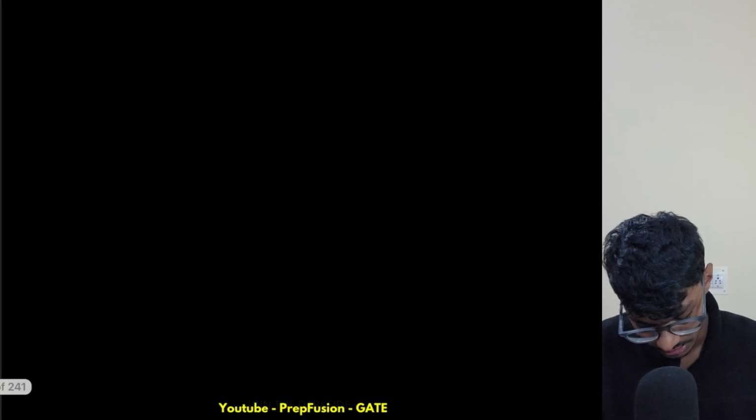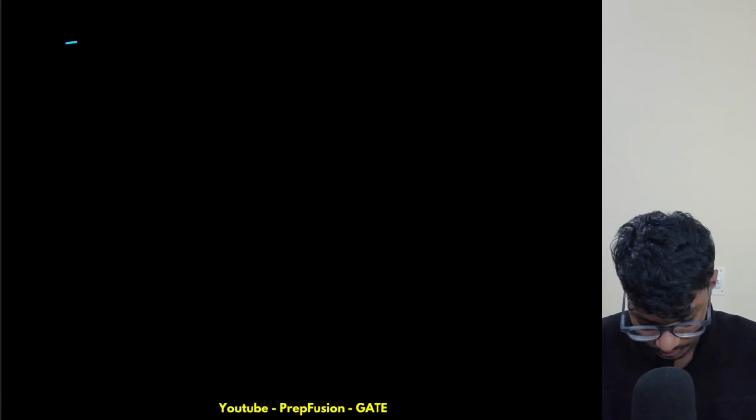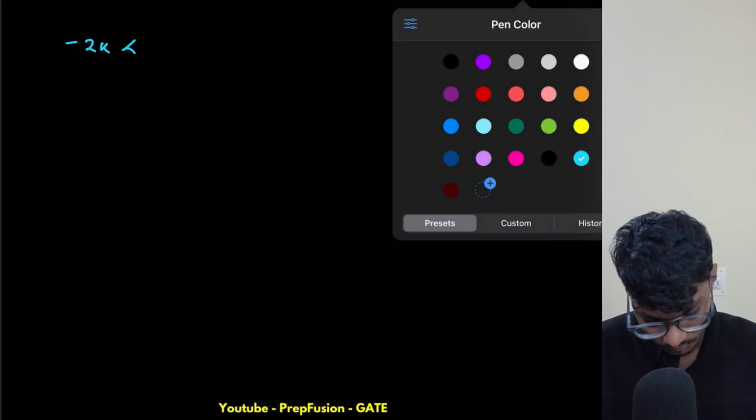Now what about the other case, the C case? First I will solve this one. Minus 2k less than minus 1. So I will again multiply with minus 1 on both sides. This will be k greater than half.